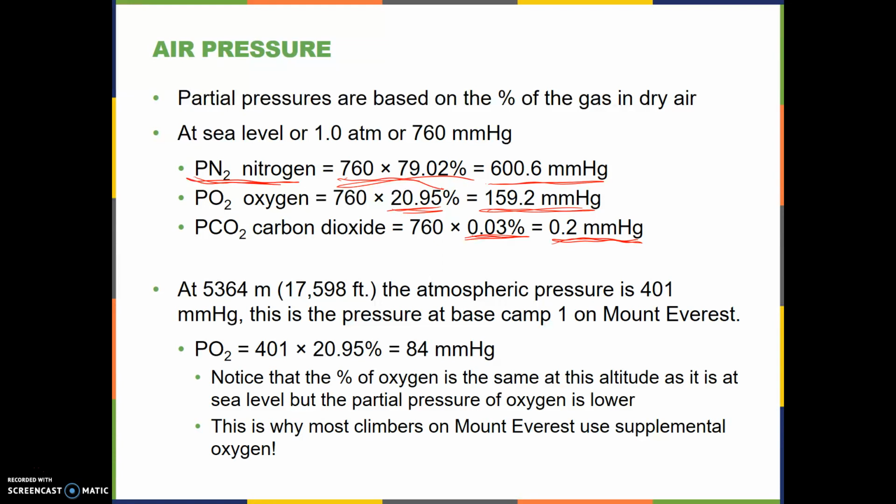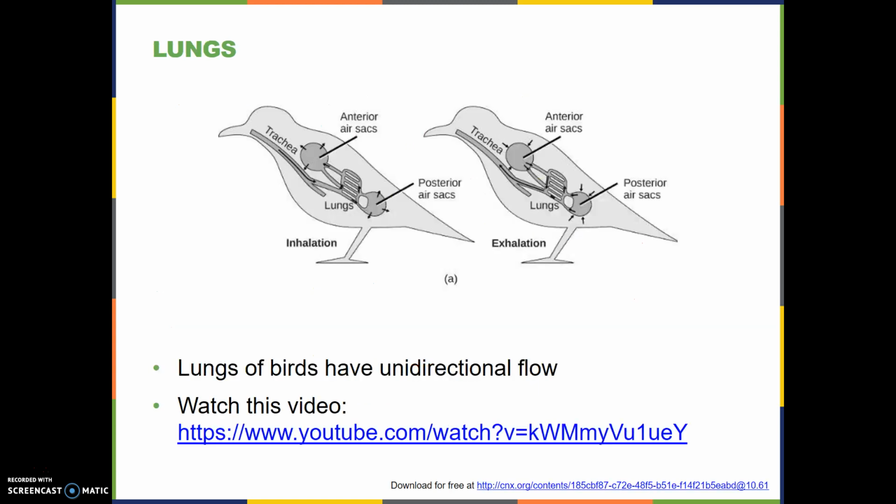Higher up, at Base Camp 1 on Mount Everest, you are at 5,364 meters or 17,598 feet up above sea level. So the atmospheric pressure is quite a bit lower. It's lower the higher up you go. And so the partial pressure of oxygen is going to be lower. It's going to be 84 as compared to about 160. It's almost half as low. So it's really hard to breathe up there, and it's really hard to get enough oxygen up there. So that's why a lot of climbers use supplemental oxygen.